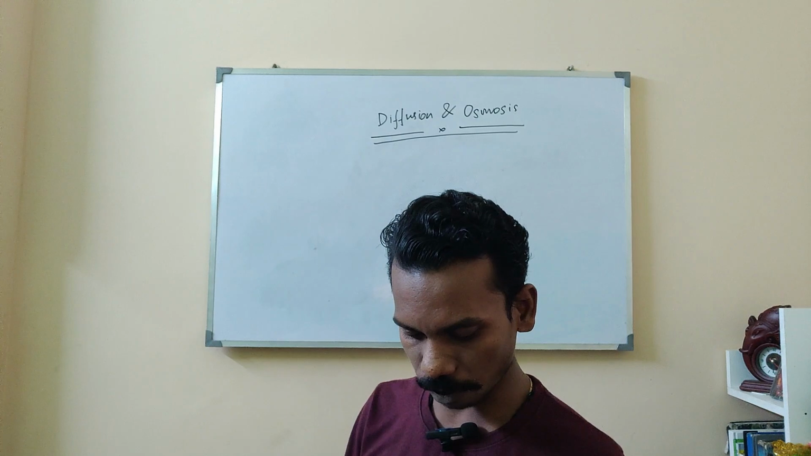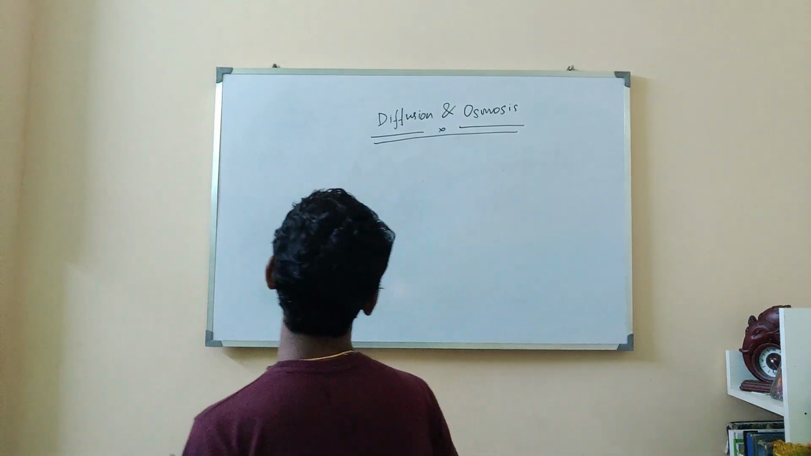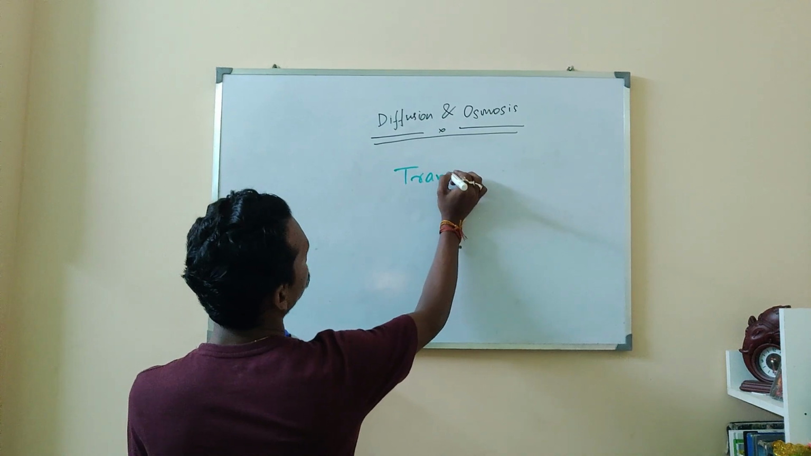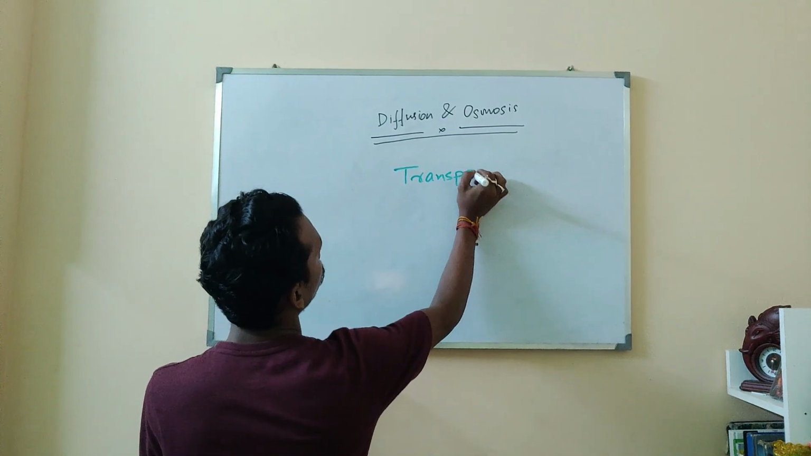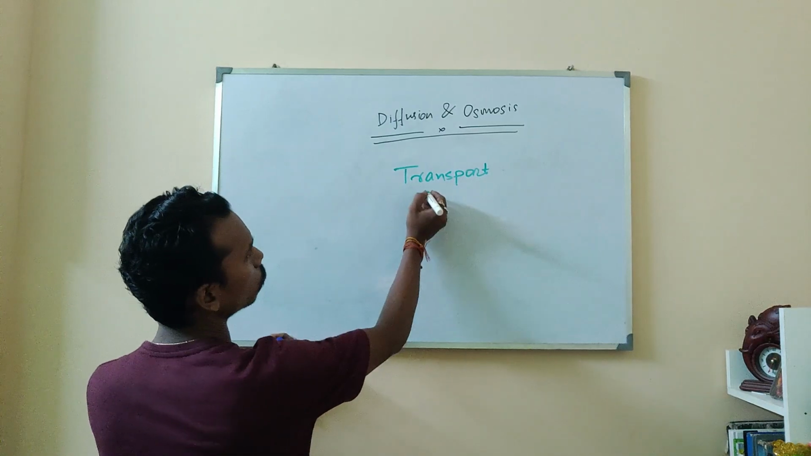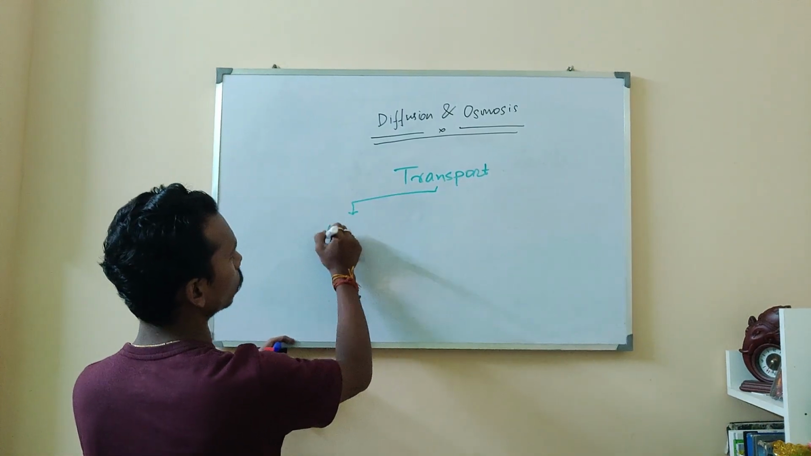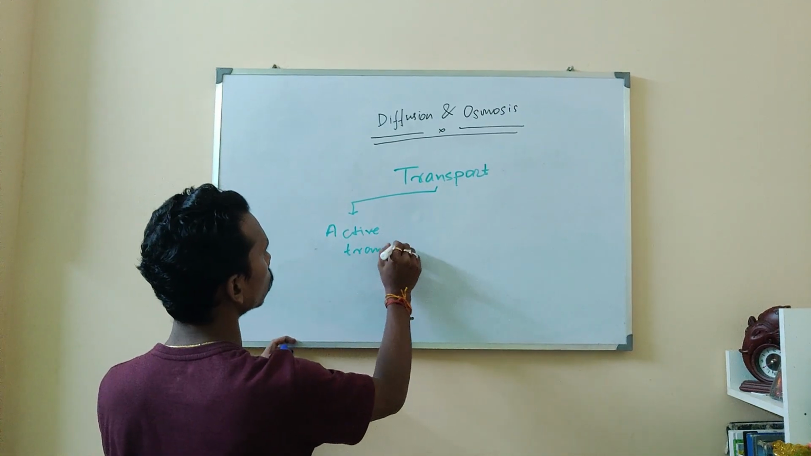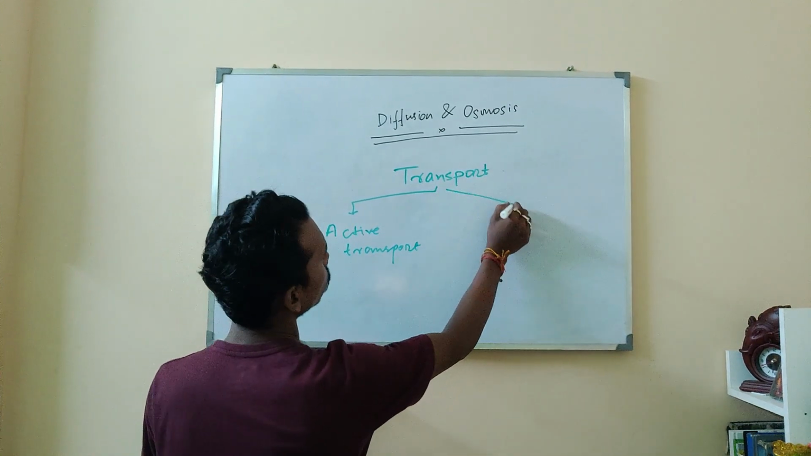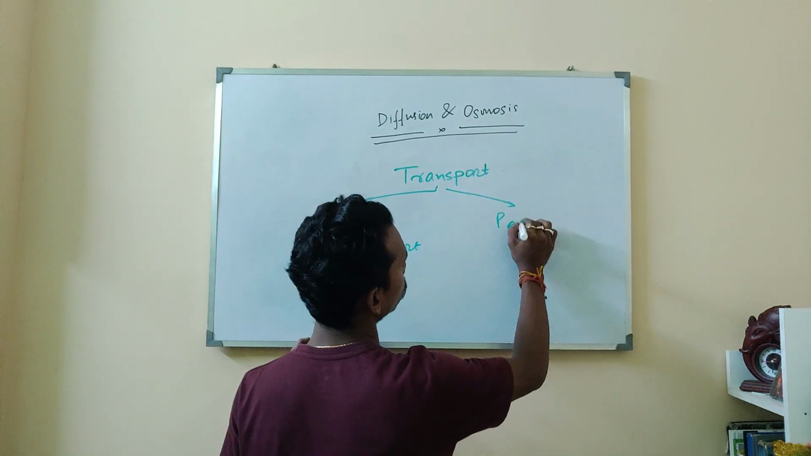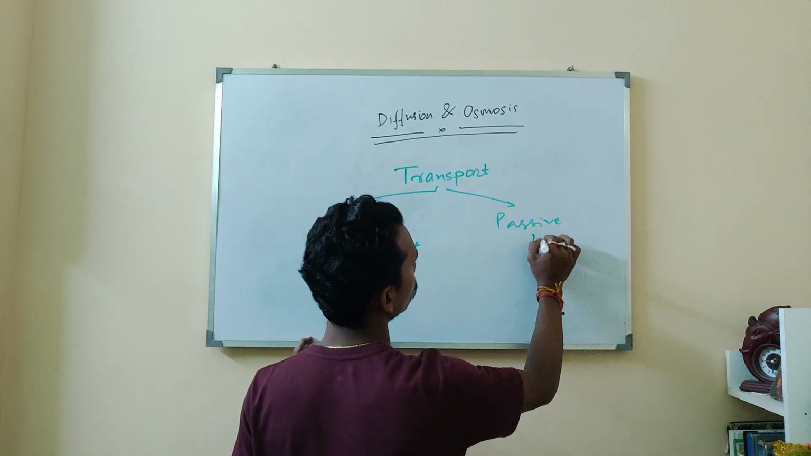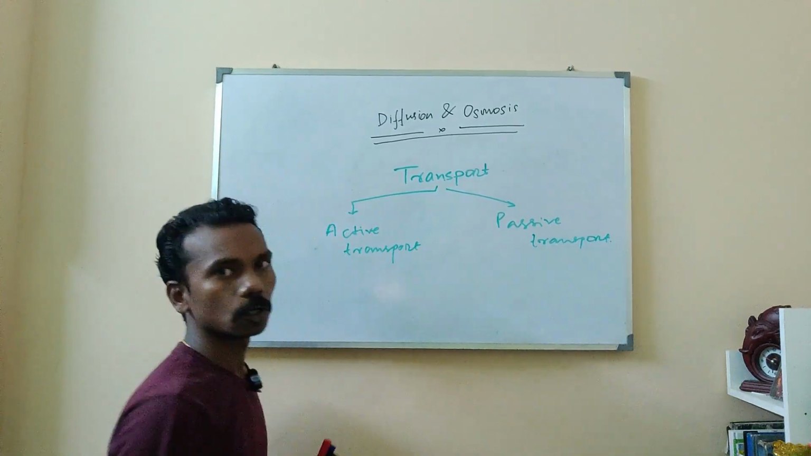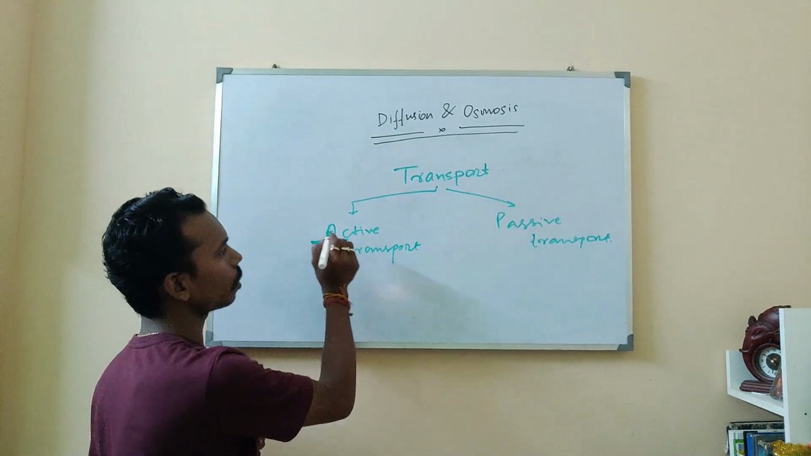So in case of transport, if you understand the concept of transport, then it is basically divided into two types. So transport is basically divided into two parts. One is active transport and another one is passive transport. So what is active transport now?